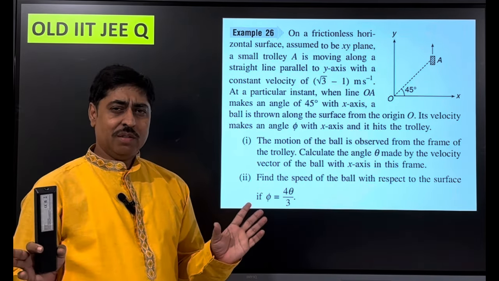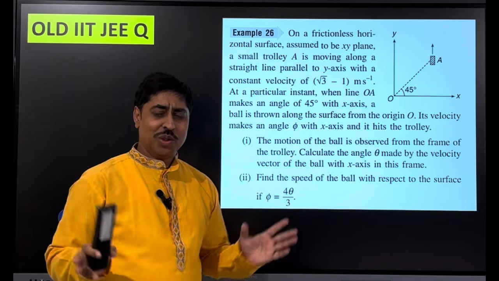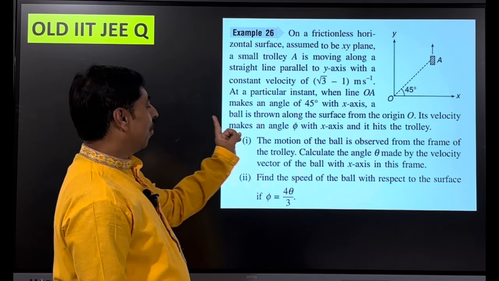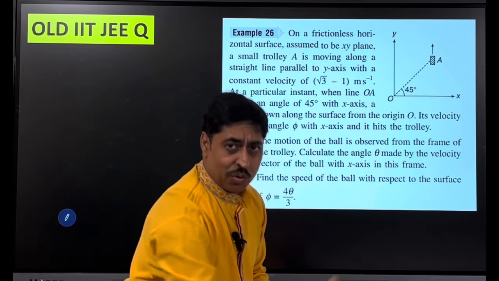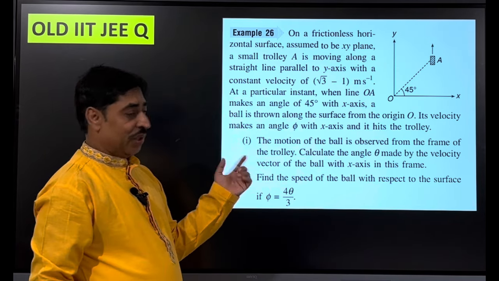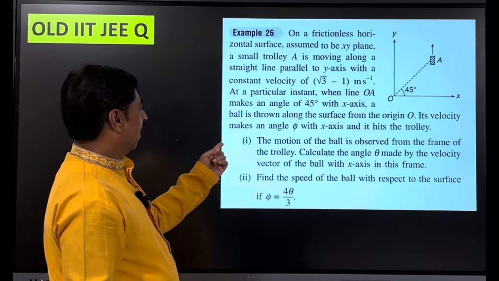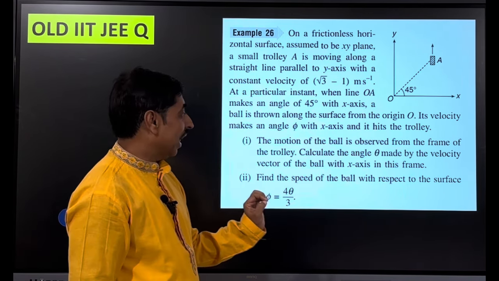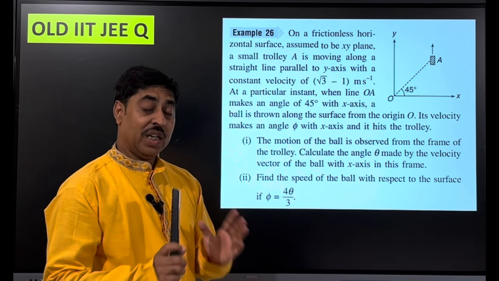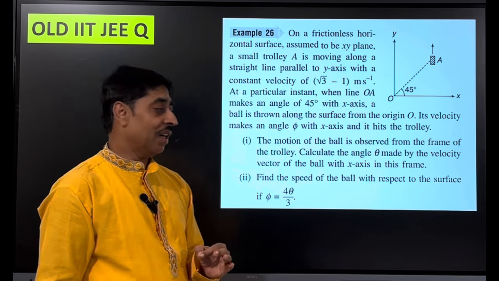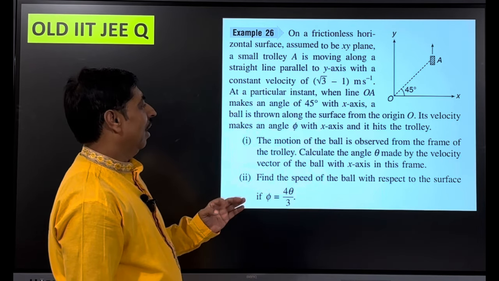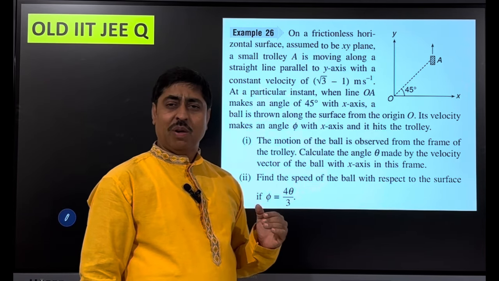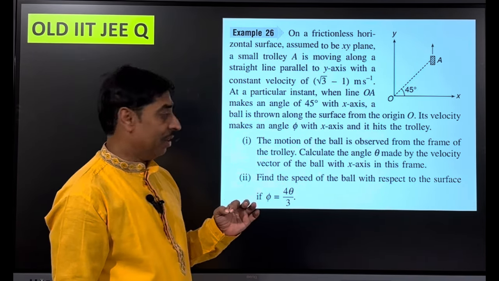Now the floor is frictionless, so actually it is not a rolling motion problem. The ball will keep traveling with constant velocity only, right? So somebody throws a ball along the floor. You just roll it along the floor. There is no friction, so the ball will keep traveling with constant velocity. And the velocity of the ball makes an angle phi with the x-axis. When you threw the ball, at that instant the velocity of the ball makes an angle of phi with the x-axis. And the question says the ball hits the trolley subsequently. Subsequently, it was found that the ball hits the trolley, right?